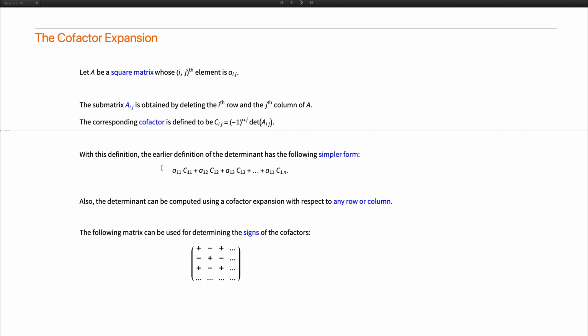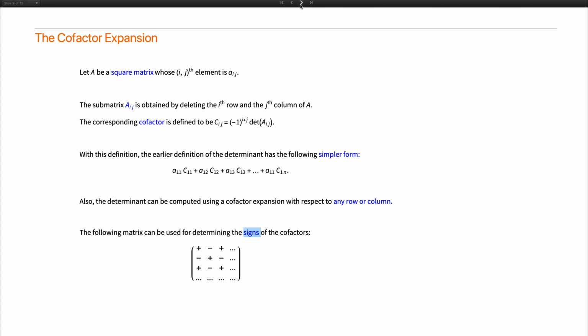Once you do that, you get a much simpler form for doing the determinant. But the main point is that now you can use any row or column for the expansion. So this method over here is going to work for any row or column expansion. And the way to determine the signs over here is for the first row you got plus minus like before. Second row you got minus plus minus, etc. So the signs kind of alternate, and you can use this matrix to determine what to do.